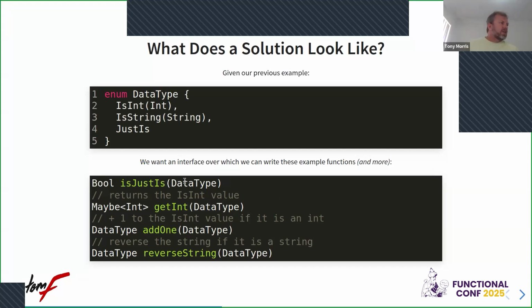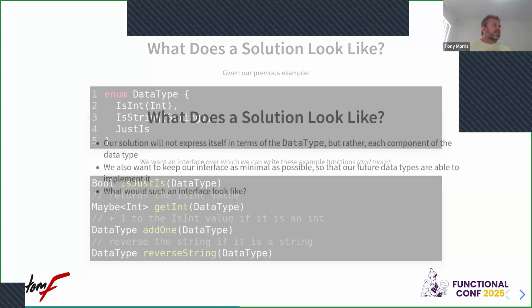So, for example, one function checks whether the data type is a constructor with that value, returning true or false. Another gets the integer out of the data type, only if it has one. Another adds 1 to the integer if it is an integer, but otherwise just leaves it alone. Or reverse the string in the data type if it is a string, otherwise leave it alone. So these are examples of functions over our example data type.